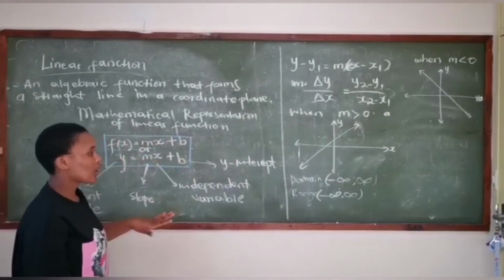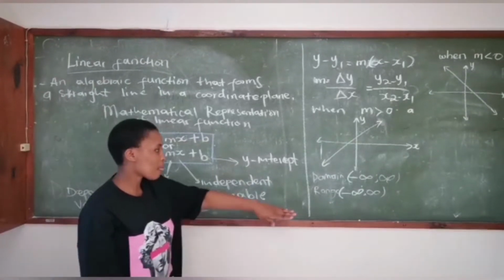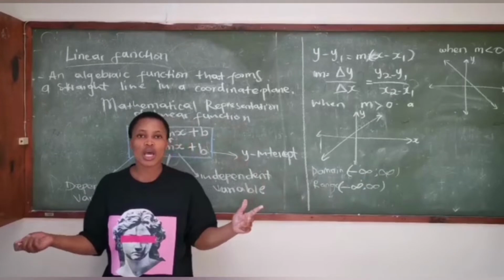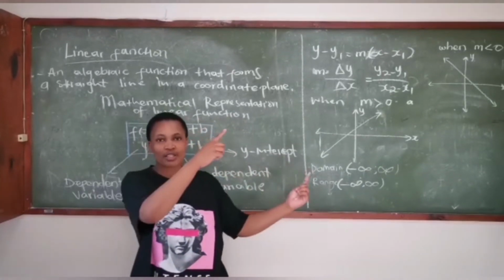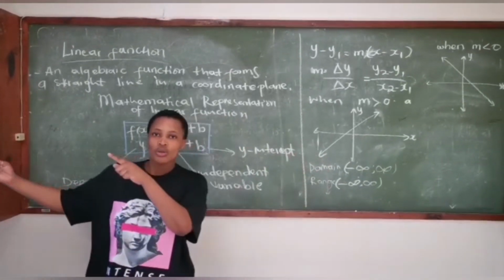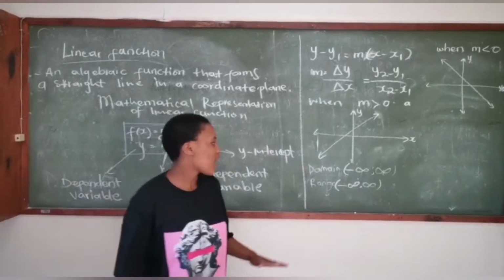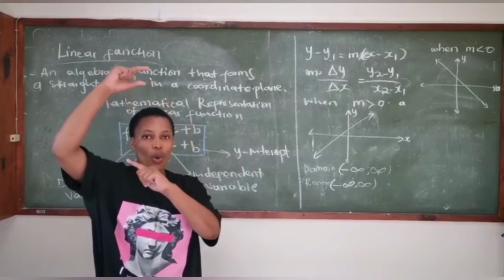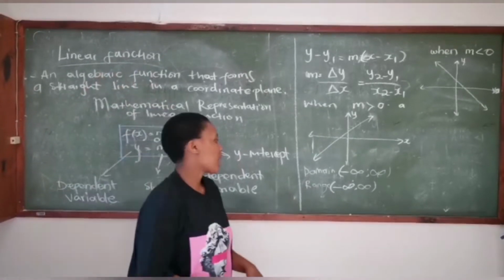So when we talk about the domain, we talk about the x values. It's actually where the graph starts on your x-axis until where it ends, and the range is where the graph starts on the y-axis until where it ends.